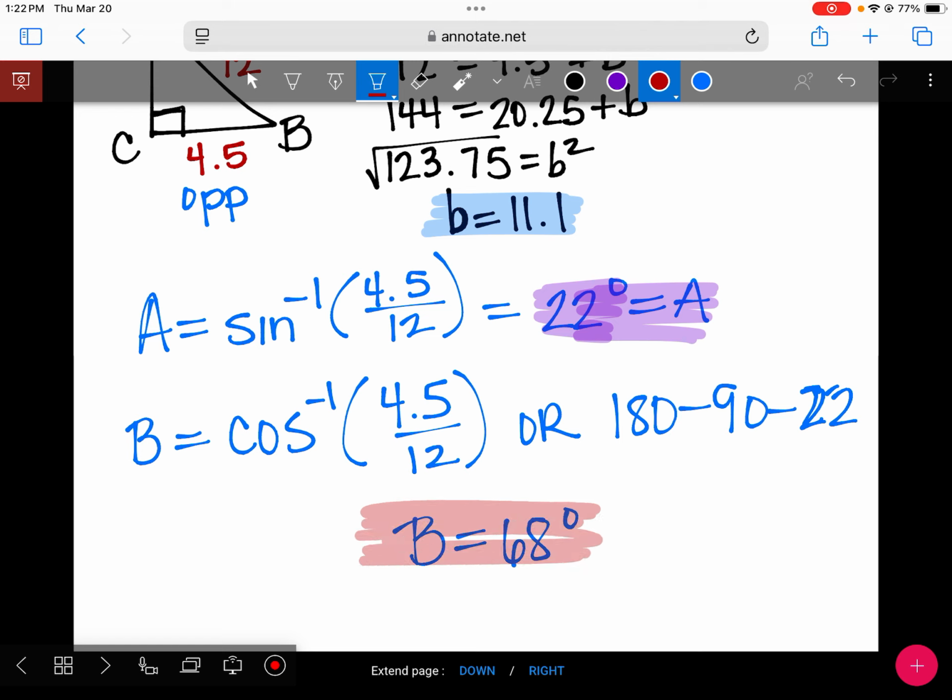All right. So I want everybody to do example 3 and example 6. Raise your hand and I will check your answers when you're done.